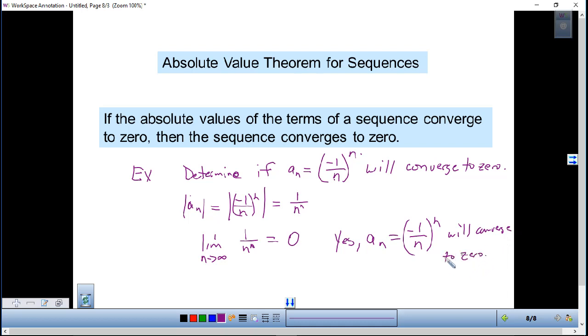That's all that this really is used for: if you've got something that's alternating, you can use the absolute value theorem for sequences to strip that sign out so you don't have to worry about the pluses and the minuses. And if that thing converges without the signs, then it's guaranteed that it is going to converge with those signs.